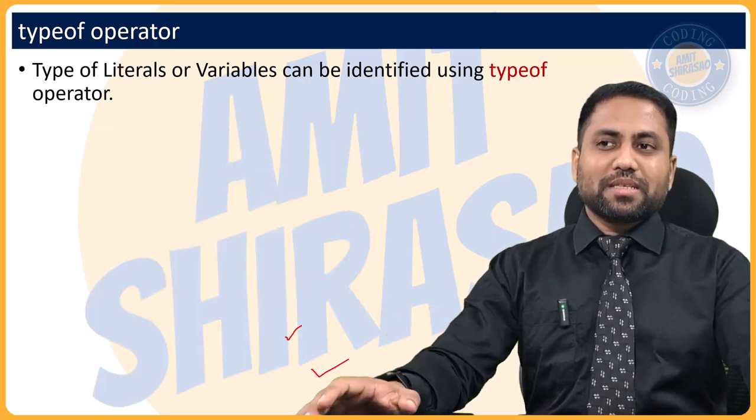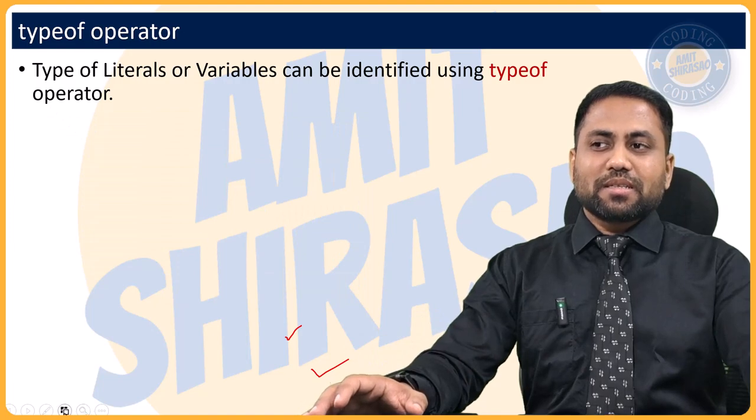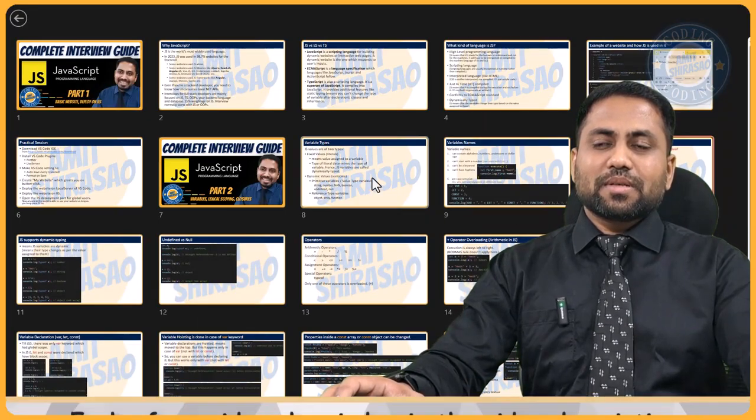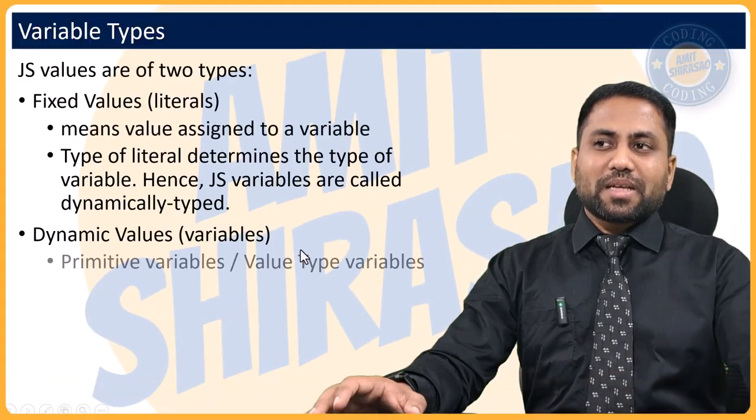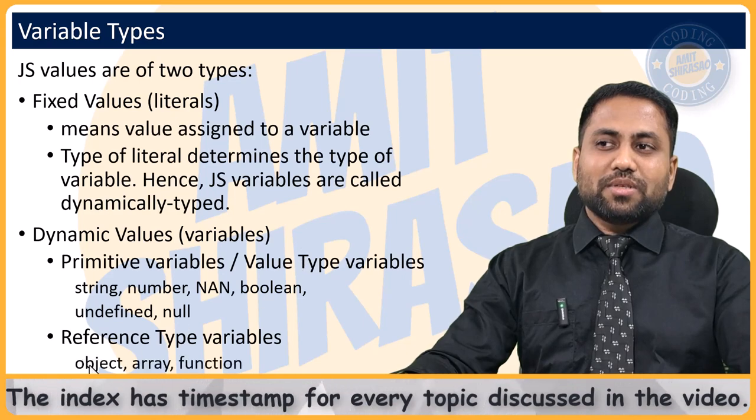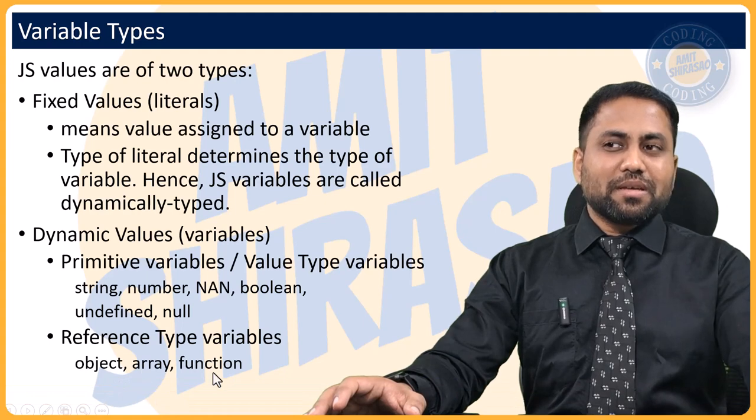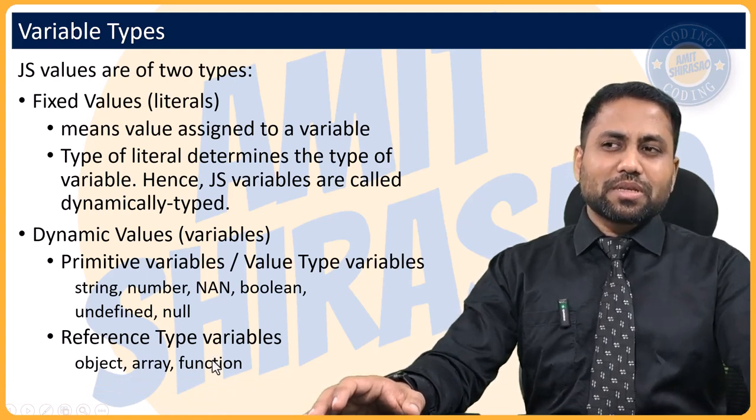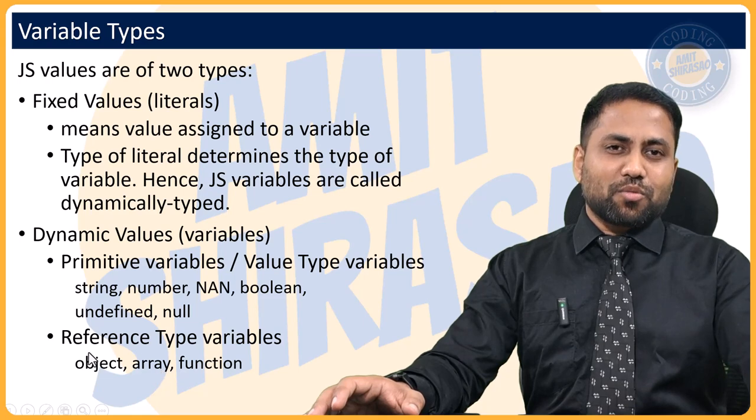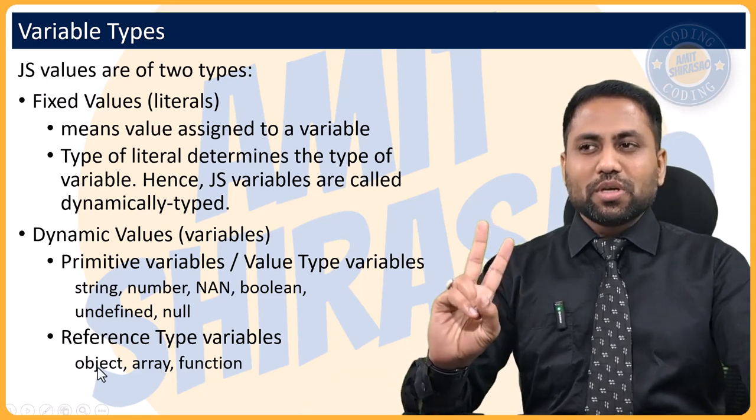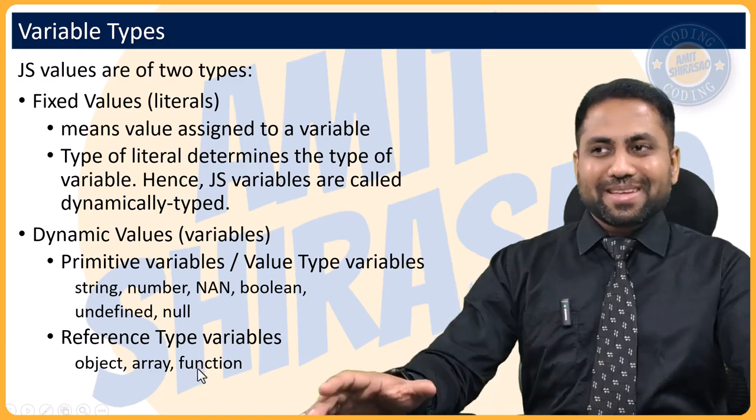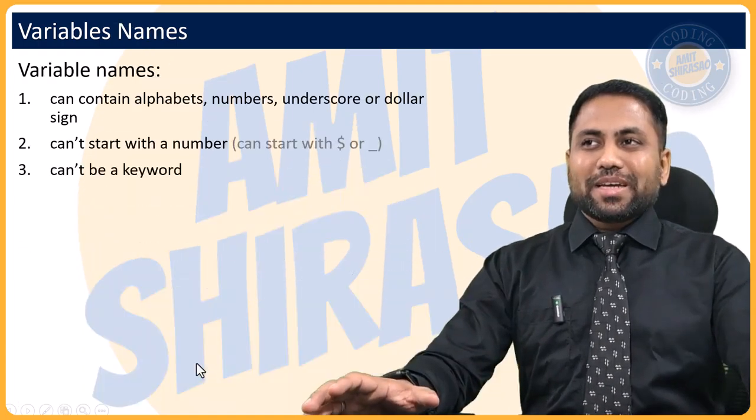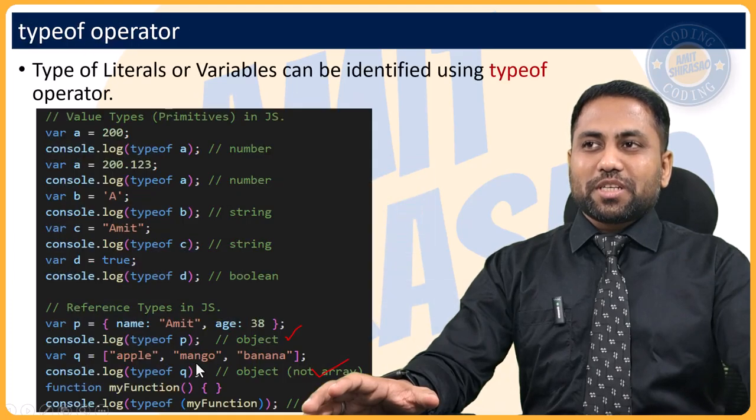So maybe this slide is not completely right. When I say that the reference types are these three, object, array, and function, that is not very true, because array is nothing but object in JavaScript. So there are only two reference types in JavaScript: object and function. Okay, let's go ahead. Variable names we have covered, typeof operator we have covered.